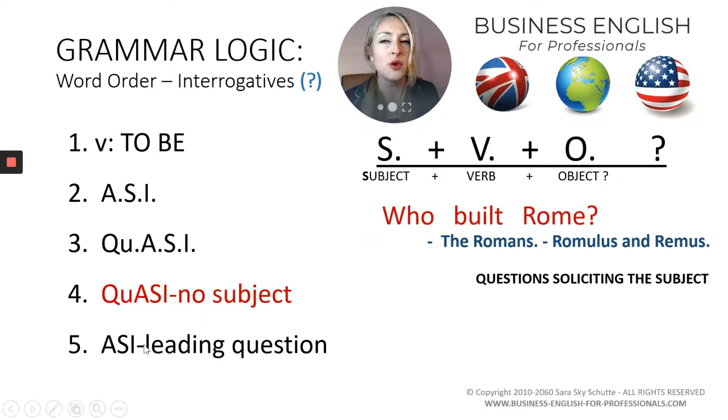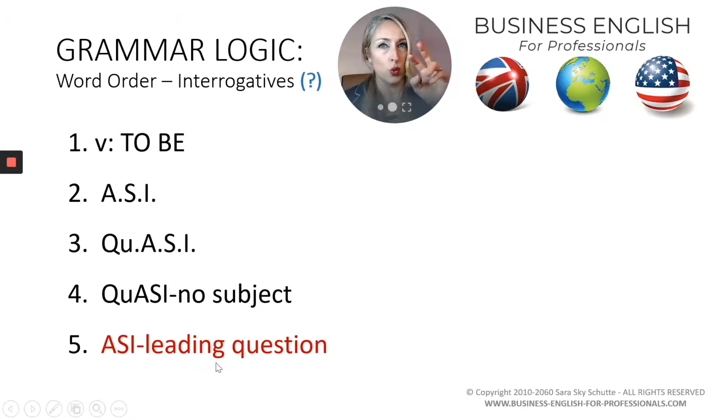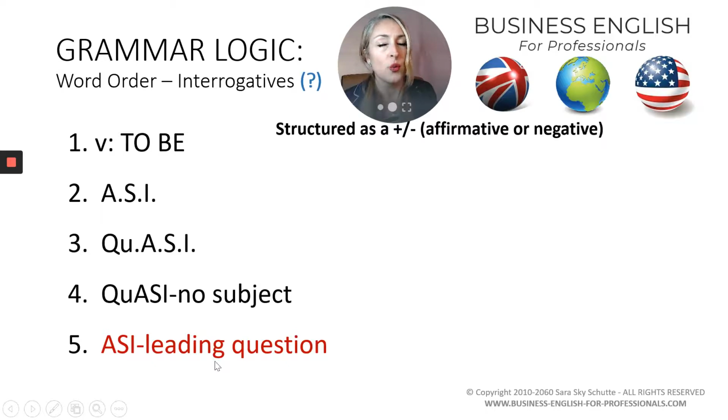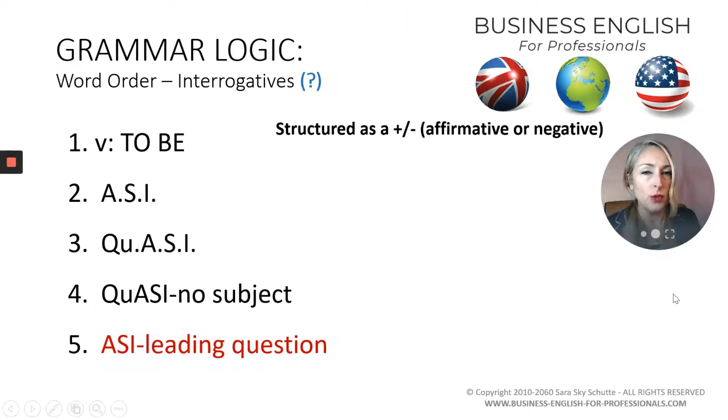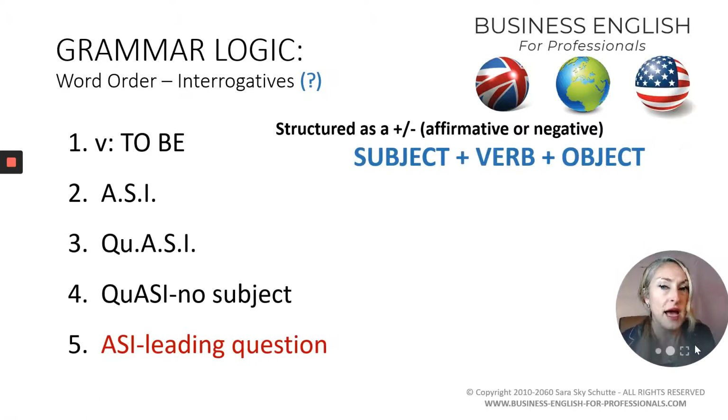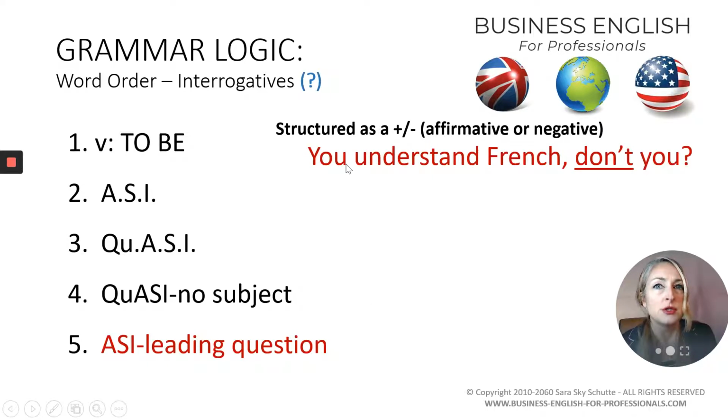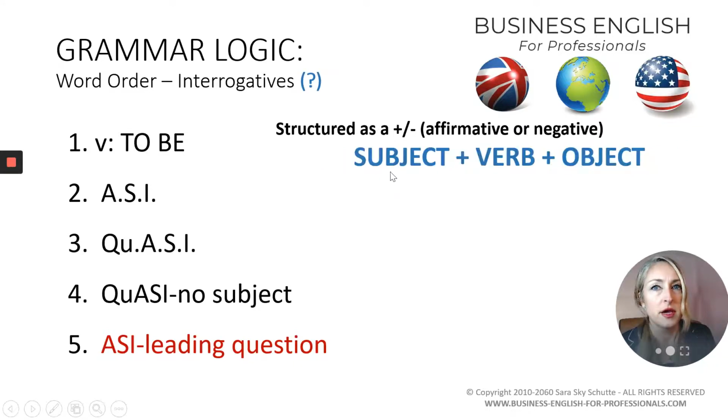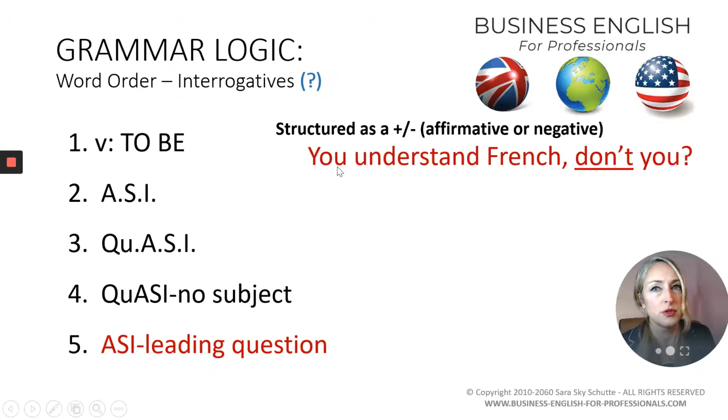Then we have the last form, which is asi, and these are leading questions. So these are questions where we are assuming the answer. These are structured as affirmative or negative. We have subject plus verb plus object, similar to number 4, the quasi ones. So you understand French. Subject, verb, object. You, subject, which is a pronoun. Understand, verb, object here, French. So you understand French, don't you?